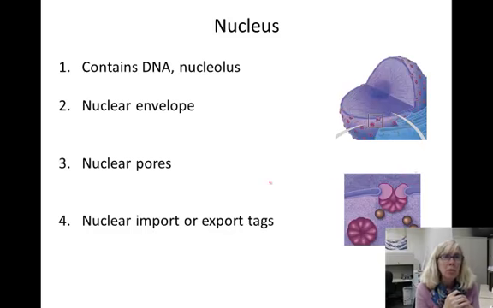The envelope is full of holes called nuclear pores, and they're created by integral proteins called pore complexes, shown close up here. Small molecules can diffuse through these pores, but large molecules require a nuclear import or export tag to be allowed to pass through the pore.